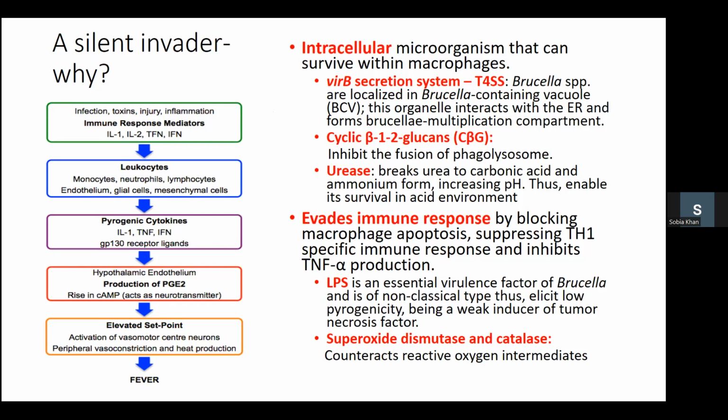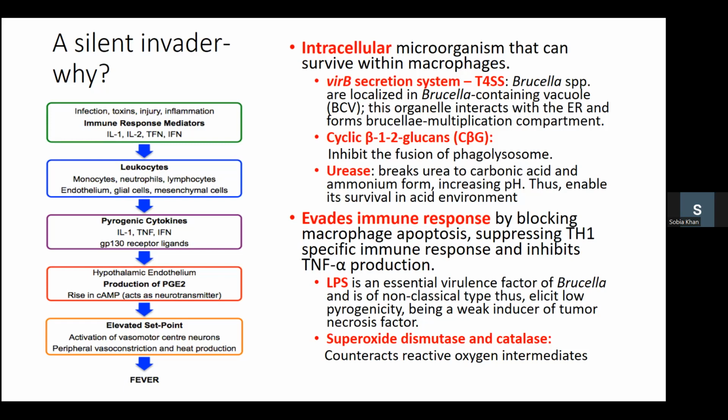Number one, Brucella is an intracellular microorganism and it has the capability to survive within the macrophages because it has specialized systems like the VirB type 4 secretion system, which helps Brucella species to localize in Brucella-containing vacuoles within the cells, and these organelles interact with the endoplasmic reticulum to form the Brucella multiplication compartment. Furthermore, there are cyclic beta-1,2 glucans, which inhibit the fusion of the phagolysosome, and the urease as well, which is one of the virulence factors because it breaks down urea to carbonic acid and ammonia, and thus increases the pH and enables its survival in an acidic environment.